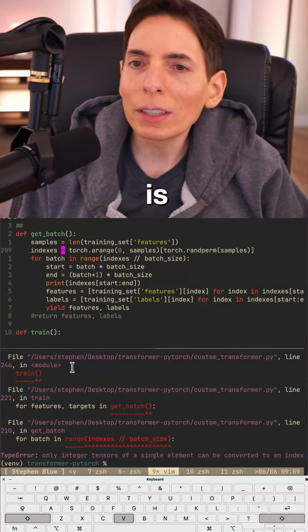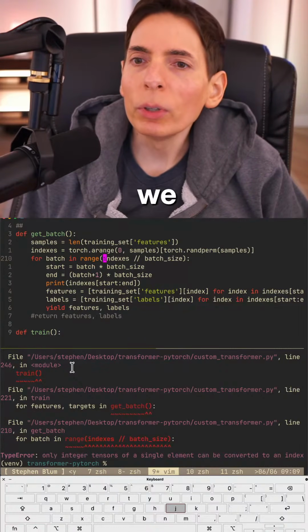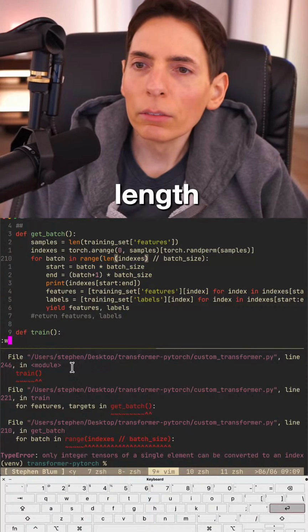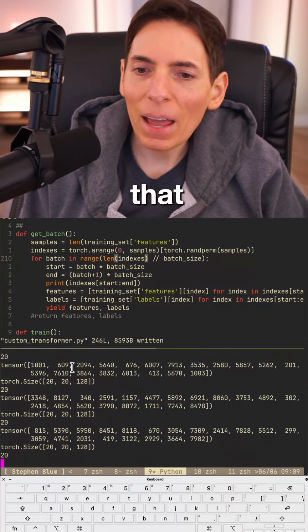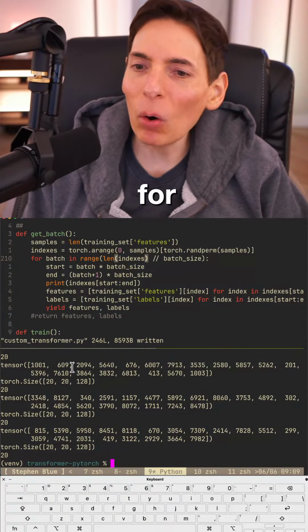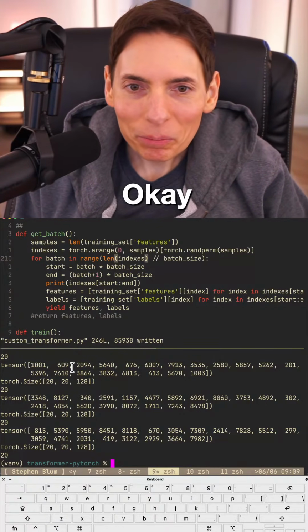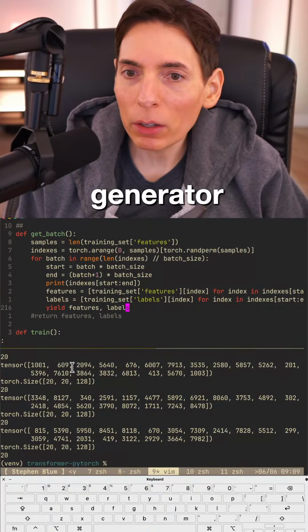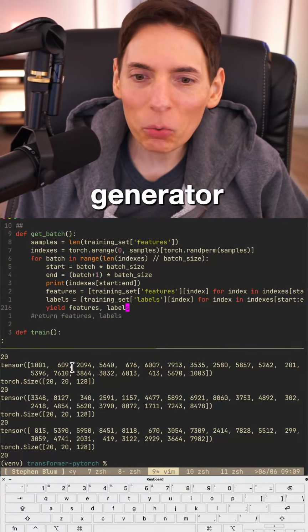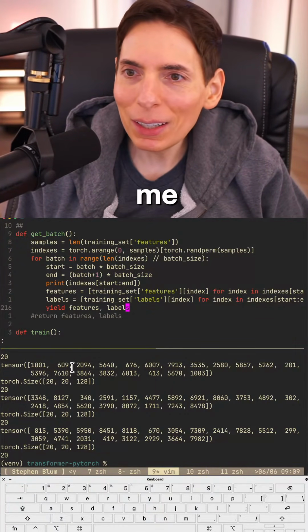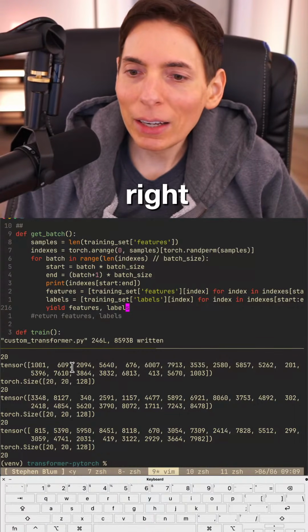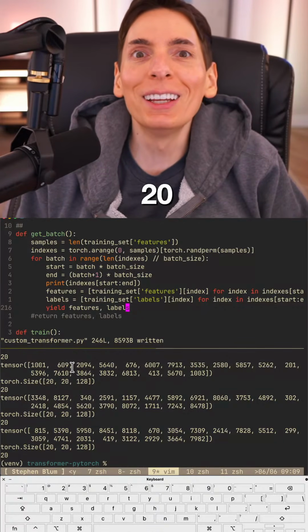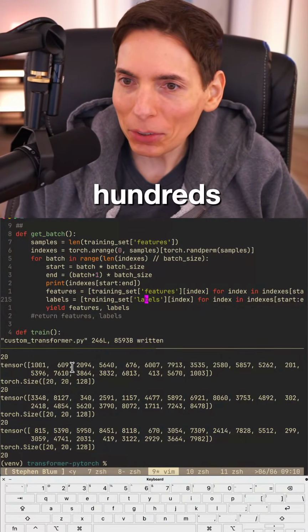Okay, so this is a tensor. So we need to do the length of indexes like that. Hey, there we go. All right, that's what I'm looking for. Good news, we're making progress. I think we generated our generator right there. Looking good to me. And it shuffles it, and it's 100% coverage now, as opposed to only 20. We did it. Thank you for the hundreds.